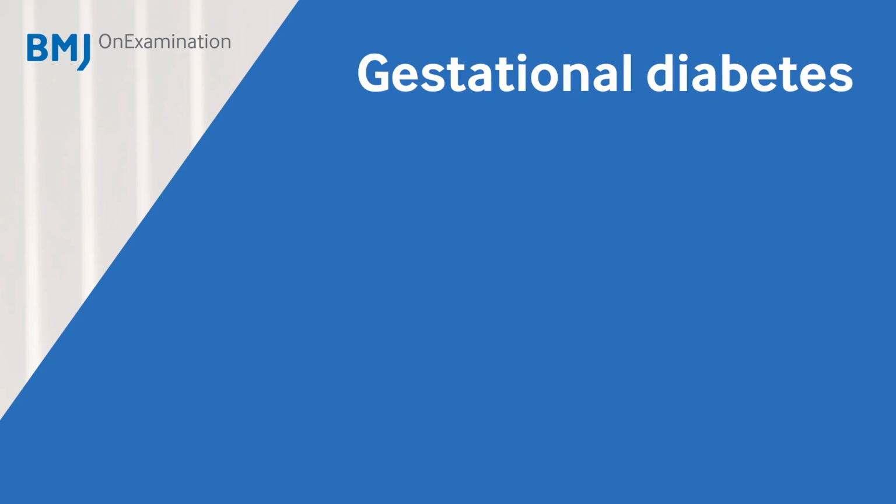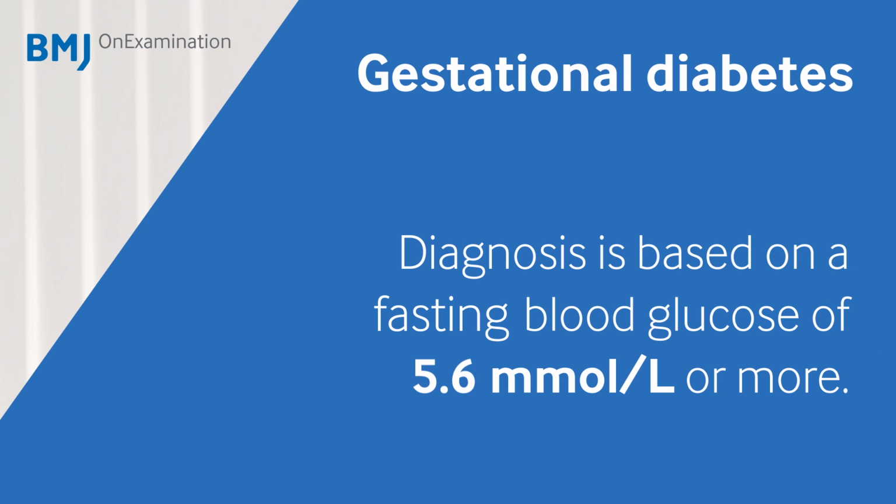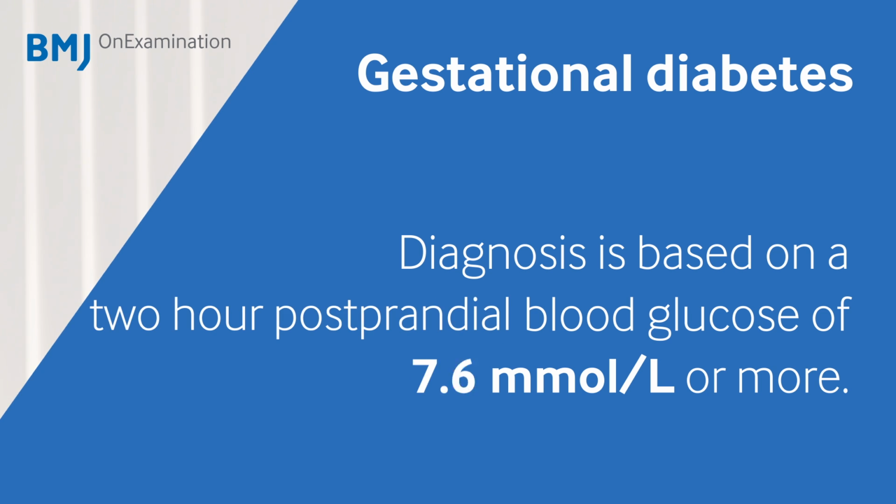Most people are familiar with diagnosis of diabetes in most patients, but gestational diabetes is different and the thresholds are different. So if you look at a fasting blood glucose for gestational diabetes, it is a level of 5.6 or greater. A 2-hour postprandial glucose of greater than 7.8 is diagnostic of gestational diabetes in a pregnant woman.